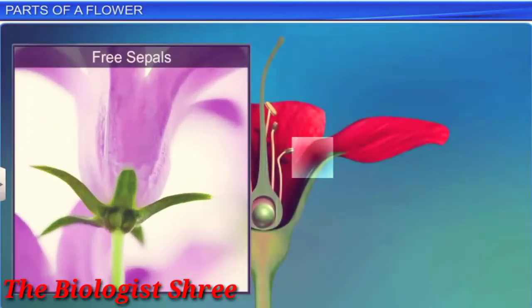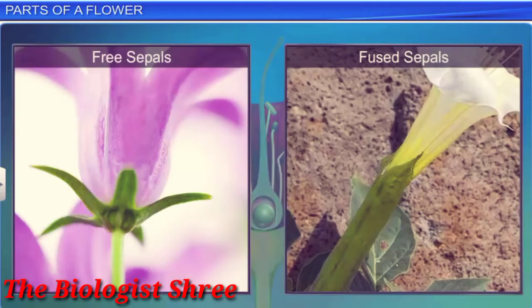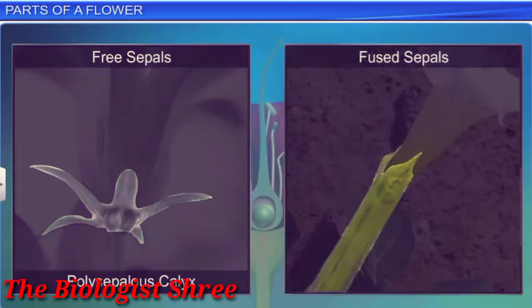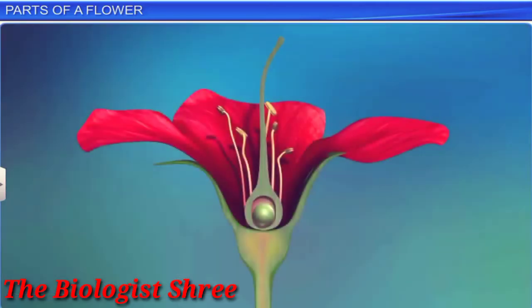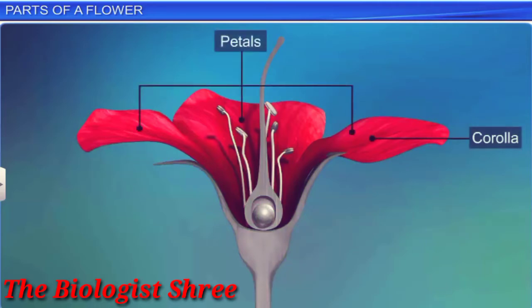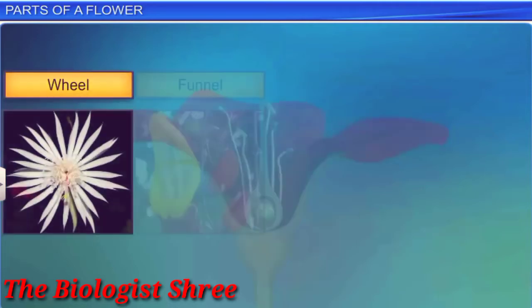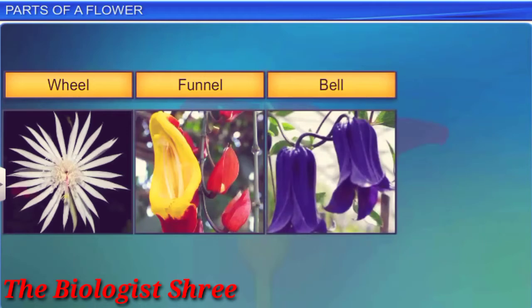The sepals can be either free or united. When free, the calyx is called polysepalous, and when united, the calyx is called gamosepalous. The next inner whorl is the corolla, which consists of petals that are usually thin and soft. There is a wide variety in the color and shape of the corolla. It can be in the shape of a wheel, funnel, or bell, and is sometimes tubular.